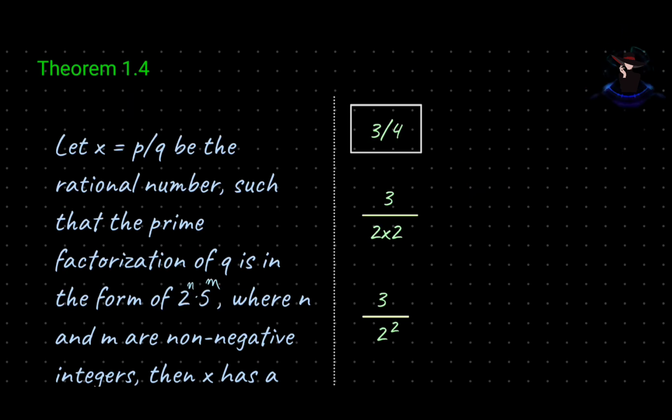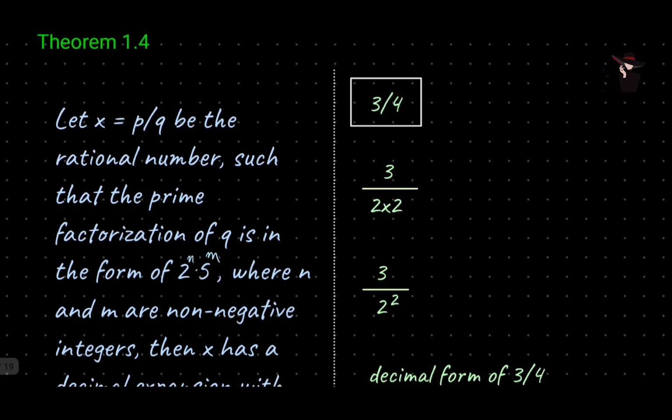Moving on to theorem 1.4. It is similar to theorem 1.3, where x is expressed in the form p by q, that is, a rational number, such that the prime factorization of q is in the form of 2 power n and 5 power m. Just as before, we should open the q part into the form of 2 or 5. Even any one is acceptable. So we cannot have 5 here, so we are just taking 2 power n as 2 power 2.